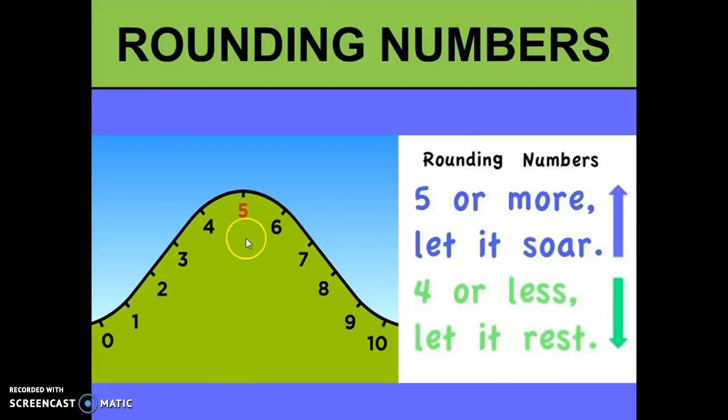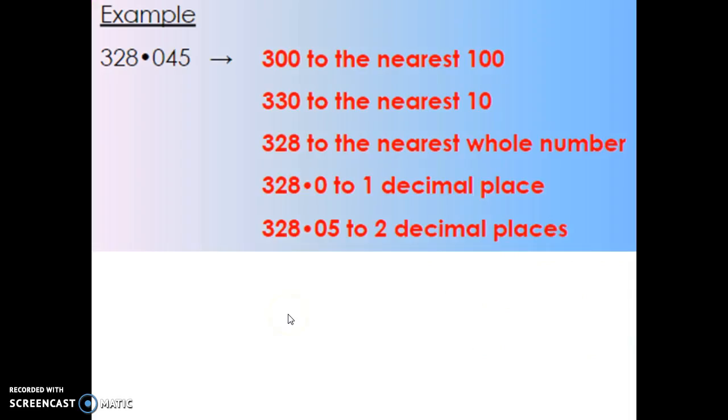If it's 5 or more, we let it soar. That means we go up 1. If it's 4 or less, we let it rest. That means it just stays as it is.